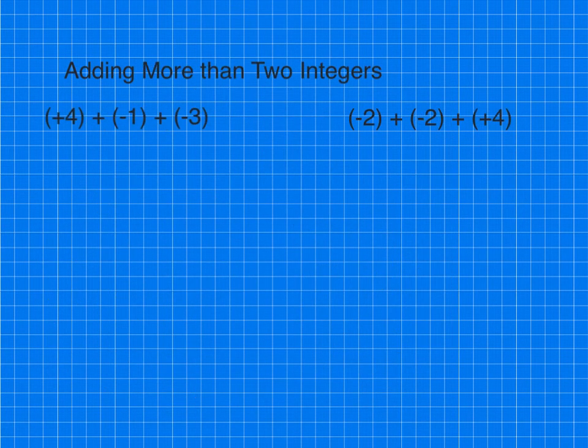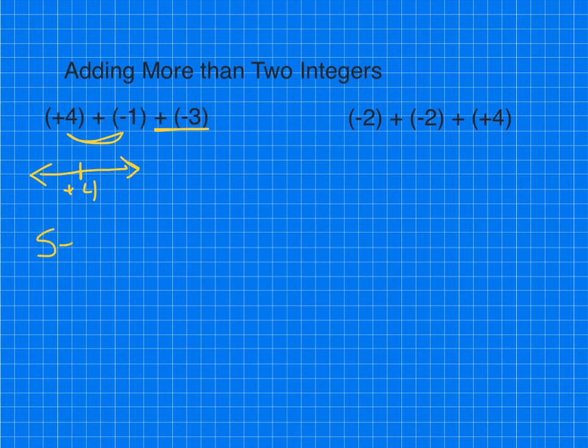And now when I add more than two integers, I still am only going to do 2 at a time. I'm going to ignore this. I'm going to do my positive 4 plus negative 1, so I'm going to give myself a little bit less room here, but you need to gauge that based on the problem. I see this as positive 4.